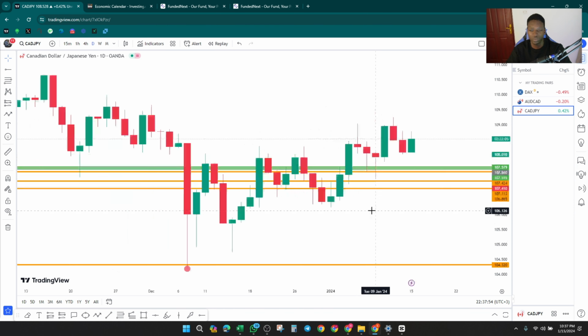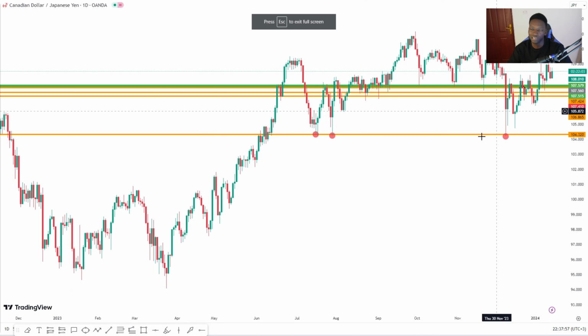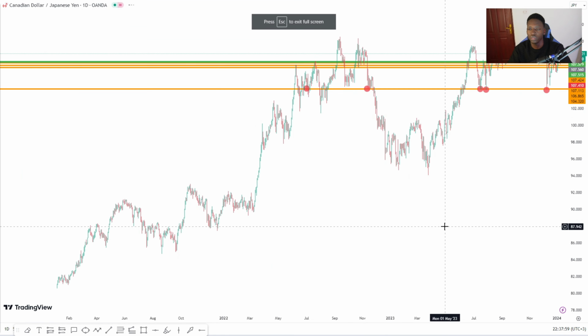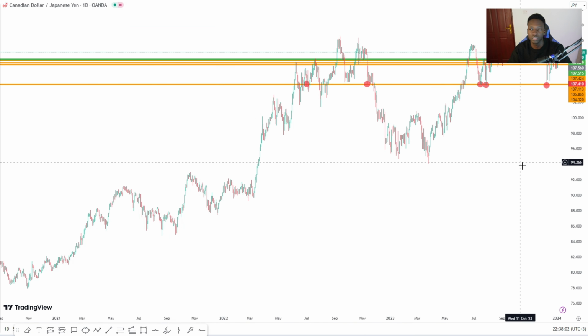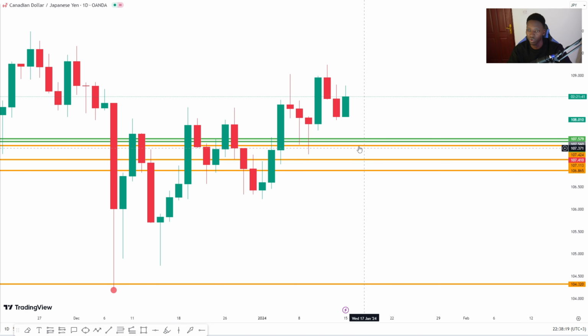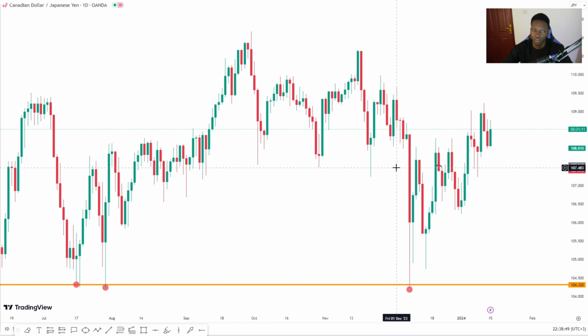Moving to CADJPY on the daily time frame, my trend direction is overall bullish, so I'm only looking for buys in this market. Before I can even think of getting buy opportunities tomorrow on Tuesday or moving forward, the immediate previous day should have closed as a bullish candlestick, respecting the overall trend direction. This is just to increase the probability of me being right.